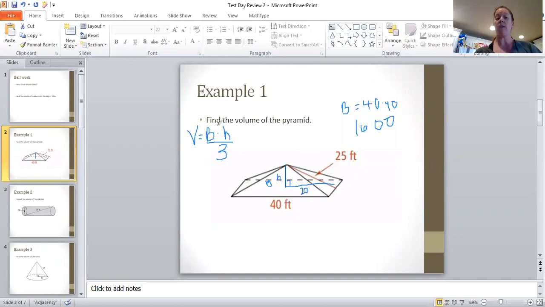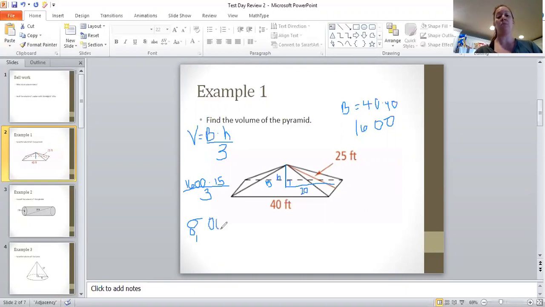So I can go ahead and plug that into my formula. I have the area of the base, which is 1,600. I have the height, which is 15. So I'm going to multiply that by 15 and we're going to divide by 3. I have a calculator right next to me. So I'm going to do 1,600 times 15 divided by 3, giving me 8,000 feet cubed, right?